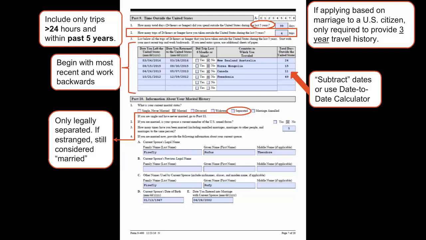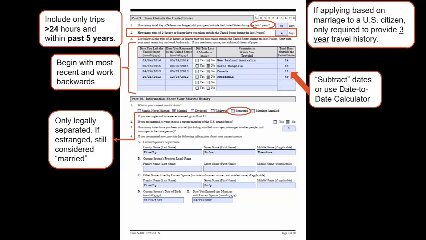I find it easier to start with the table in item 3 and begin with the most recent trip and work backwards. You may have to check the stamps for entry and exit dates on the applicant's passport. To calculate days outside the U.S., you can subtract the dates or use an online date-to-date calculator, which is available at www.timeanddate.com.